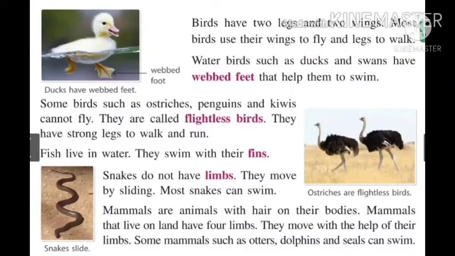Fish live in water. They swim with their fins. Snakes do not have limbs. Limbs means all 4 hands and legs together. They move by sliding. Most snakes can swim. Mammals are animals with hair on their bodies. Mammals that live on land have 4 limbs. They move with the help of their limbs. Some mammals such as otters, dolphins and seals can swim.